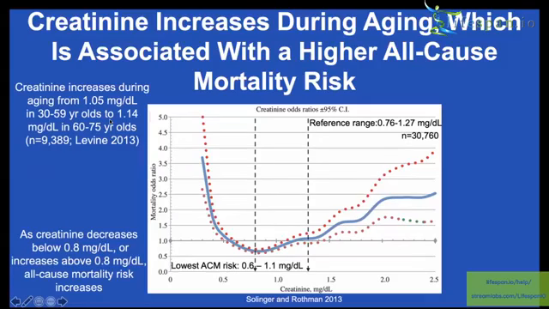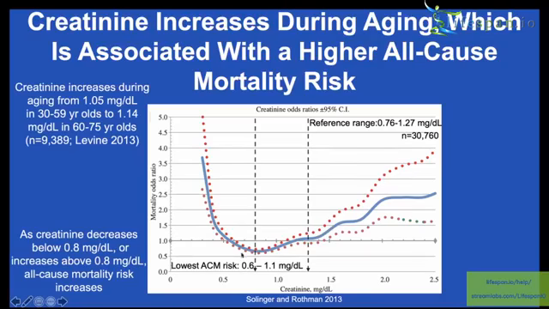So what about risk of death for all causes? In a study of around 31,000 subjects, looking at risk of death for all causes versus creatinine level, even though the reference range is somewhat wide, the mortality risk is lowest within a more narrow range. What we can see is that lowest risk is about 0.8 milligrams per deciliter, but as you go below that, risk increases, and as you go above that, risk increases.